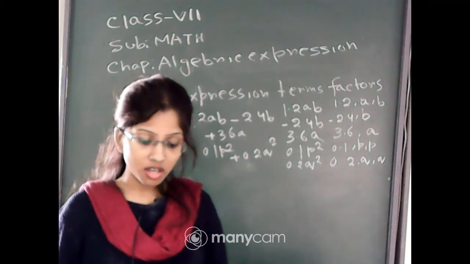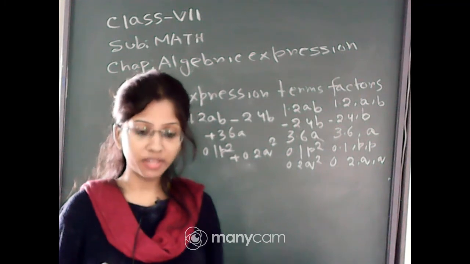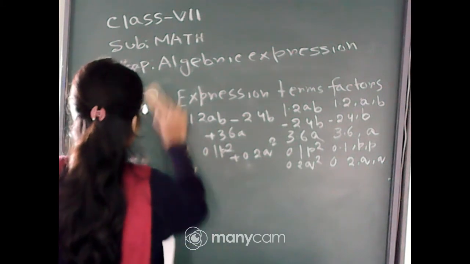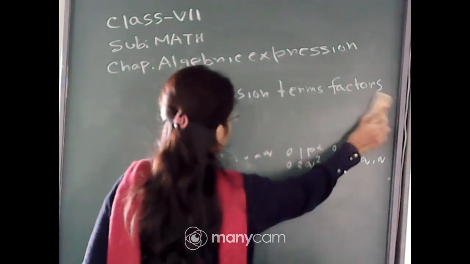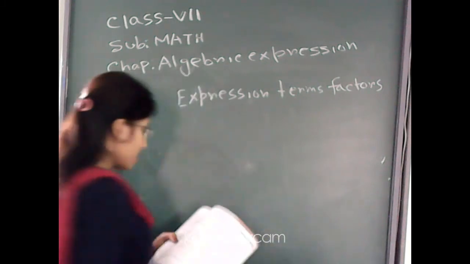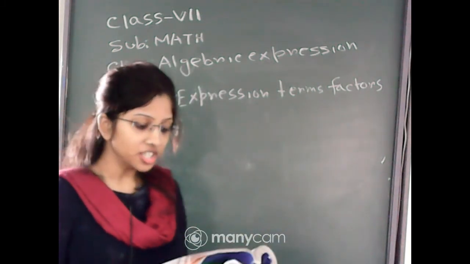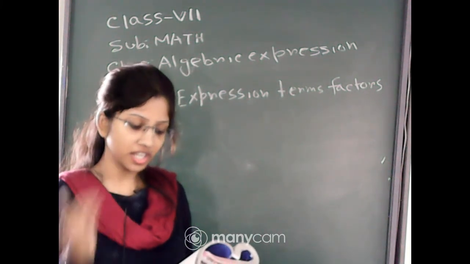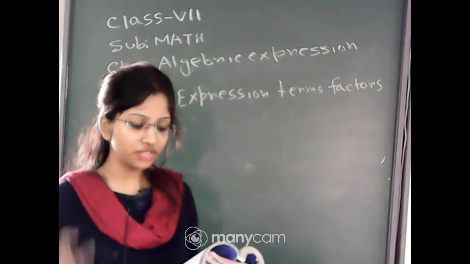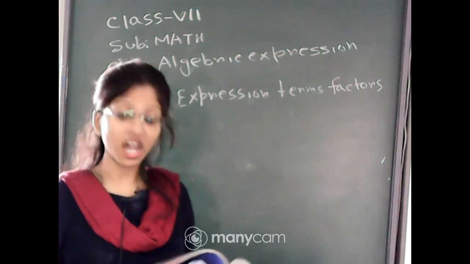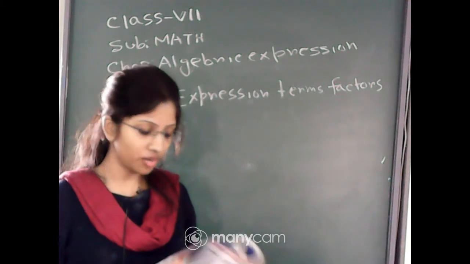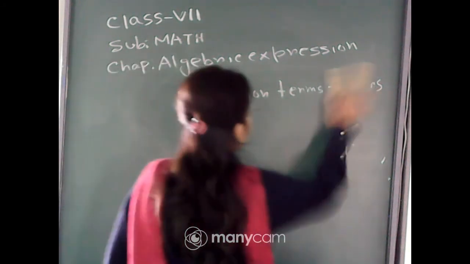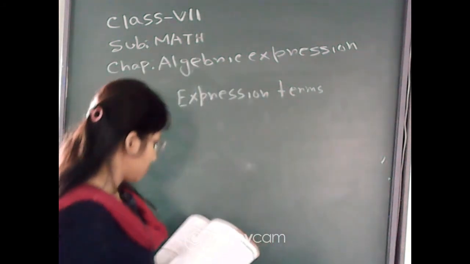Okay. Then we will go to the next question, question number 3. Here, identify the numerical coefficients of terms other than constants in the following expressions. Here we have to identify the numerical coefficients of terms other than constants. Therefore, this column will be coefficients.